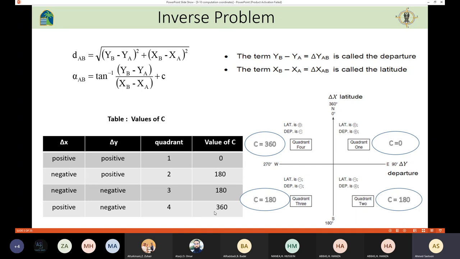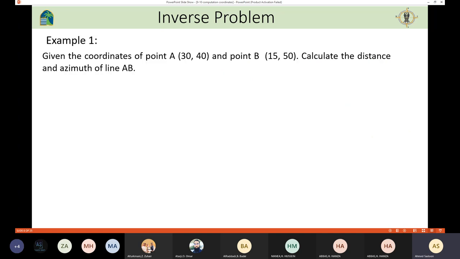We need to determine the quadrant of the line. In order to do that, I need to know the sign of the departure and the sign of the latitude. Then accordingly, I will be able to determine the value of C. Now, let's see an example so that we can connect all of this together.